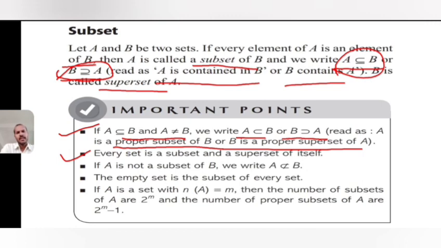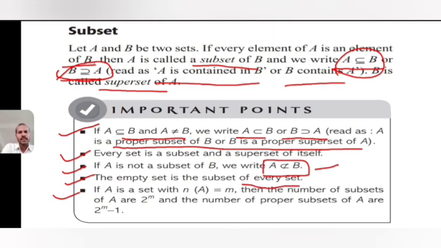Now the second point: every set is a subset and a superset of itself. Already you know well, every set is a subset of itself, right? And the third point: if A is not a subset of B, then we write symbolically A is not a subset of B. Now move to the next point. The empty set is a subset of every set. These are the two important notes.